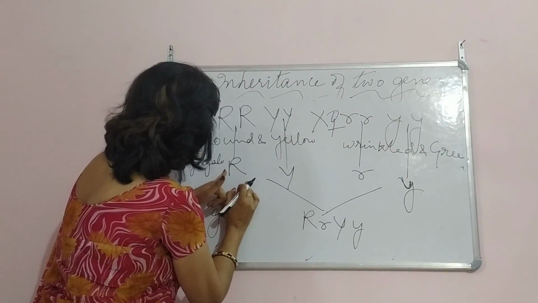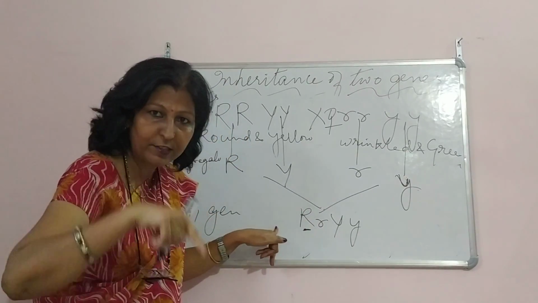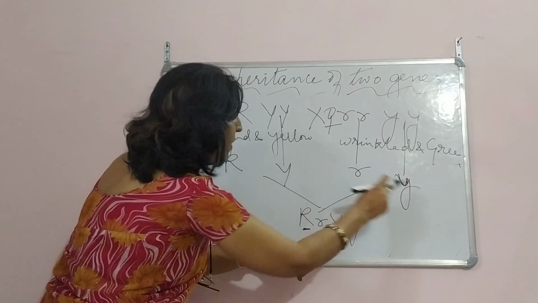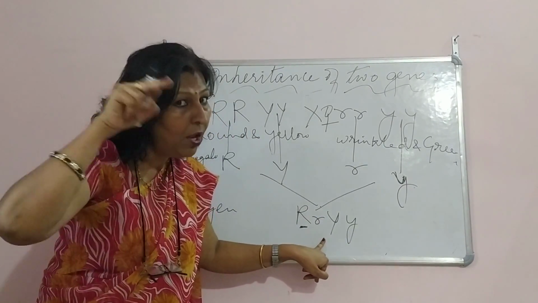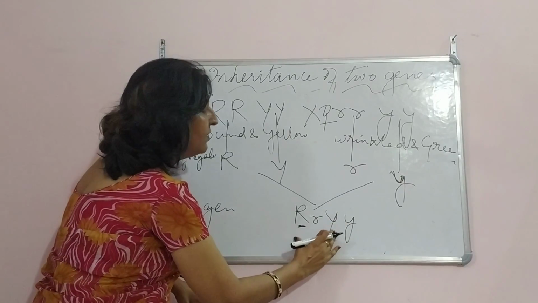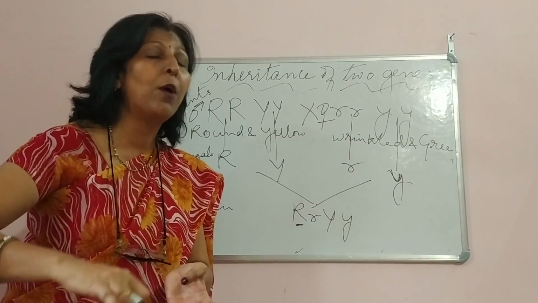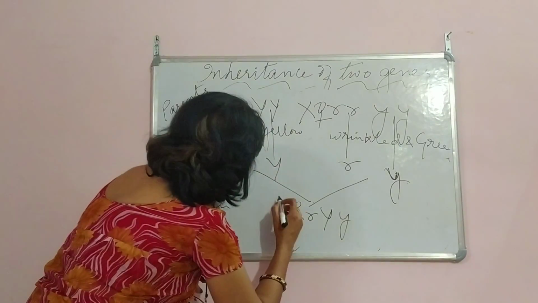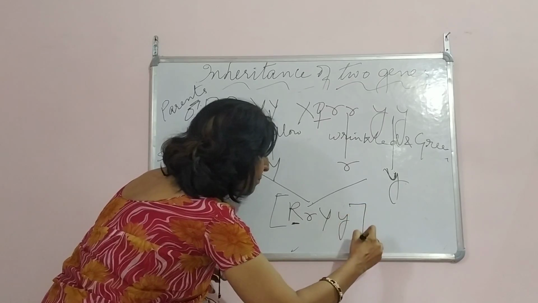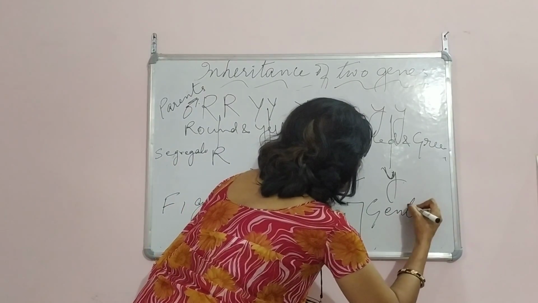Now here, when we take capital R and small r, we know that capital R is the one which is going to express itself. And when we take capital Y and small y, we know that capital Y is dominant and is going to express. So this is the phenotypic condition. Phenotype is what we see from outside, and genotype is the genetic constitution. Now these children, capital R, small r, capital Y, small y, is the genotypic composition.